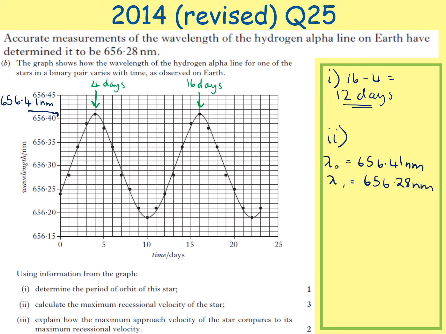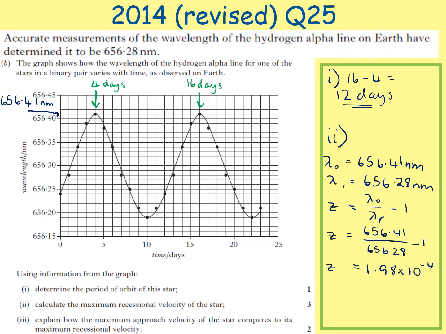And we can now use our equation to work out Z. I'm going to write it as this. It's much easier to put in our numbers this way, just in a calculator. You can use either equation. They'll both give you the same answer. So if we say Z is 656.41 over 656.28, take away 1 from that, we get an answer of Z being 1.98 times 10 to the negative 4.